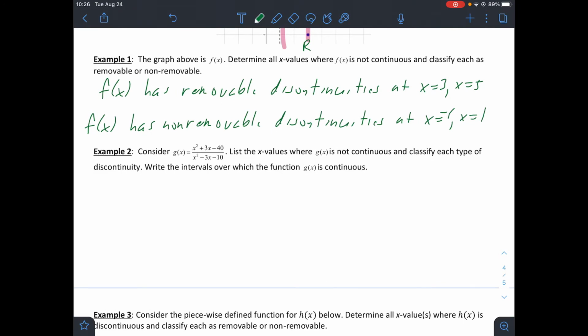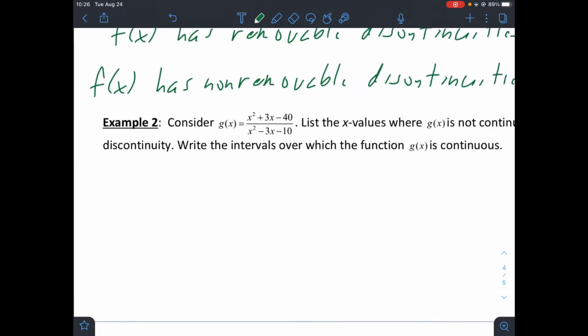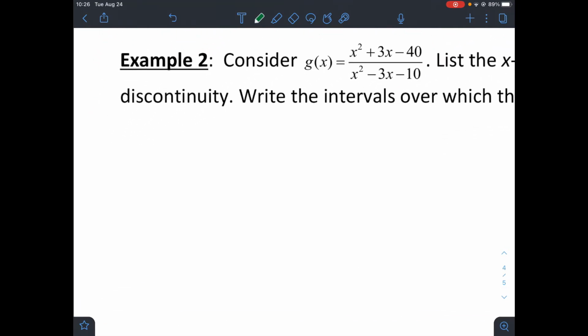Number 2 is the same question, except now we don't have a graph, we have an actual function. So let's take a look at this function. We need to see where there are breaks in the graph: holes, jumps, or asymptotes. To do that, you're going to look at the denominator and see when that's going to be 0. So let's start by factoring everything.